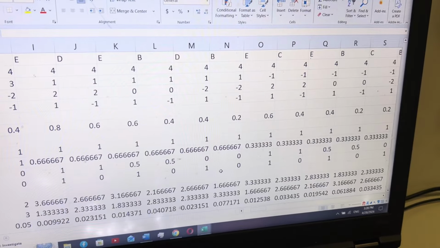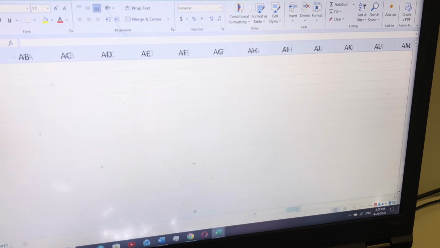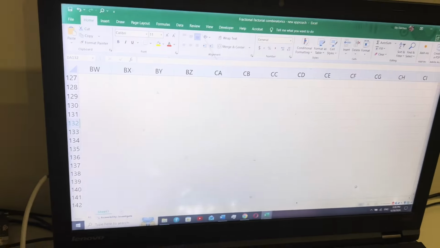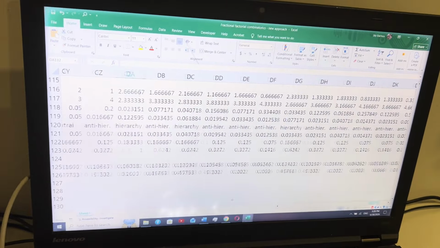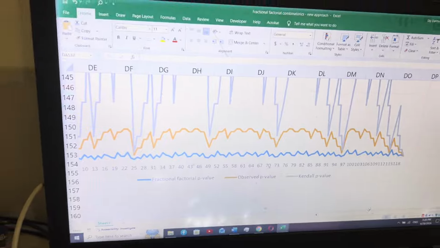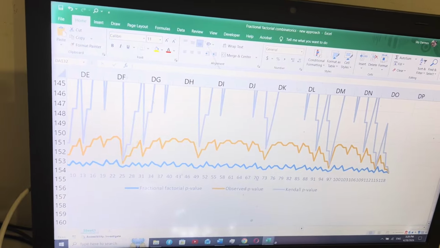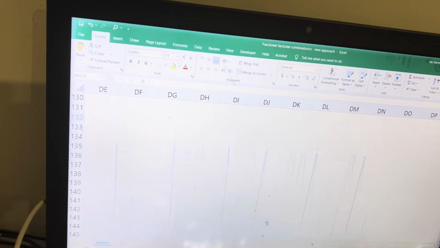With the new approach, you can see that, where is it? One moment, here's the picture. You can see it's like totally flat. So the new approach is not the right thing to do. The original approach is much better.